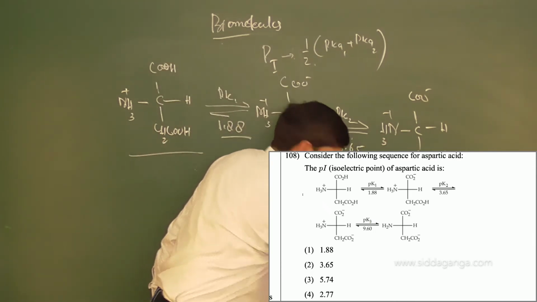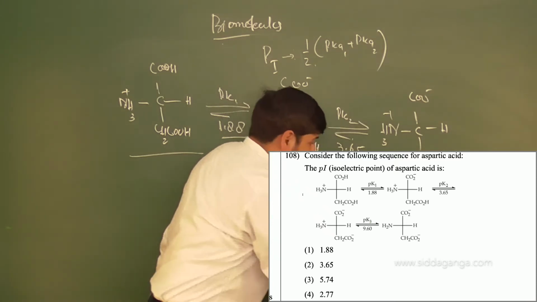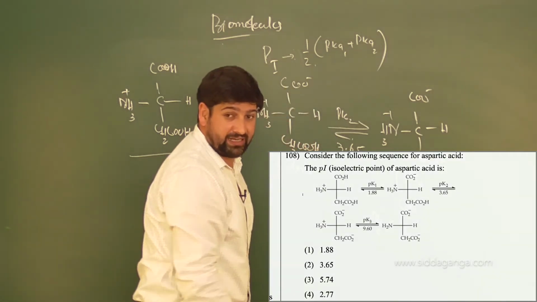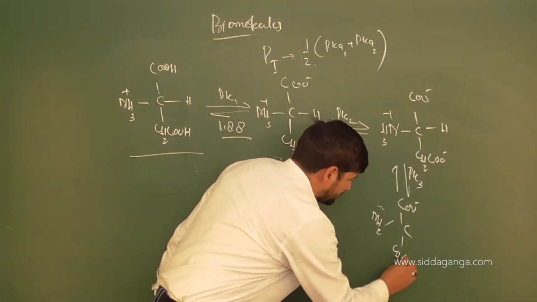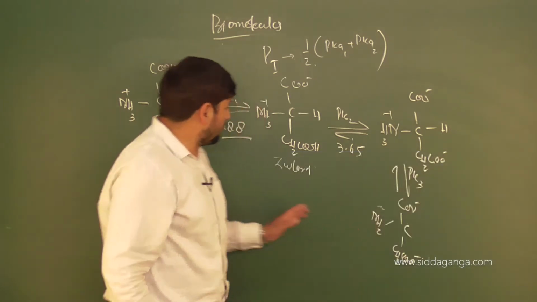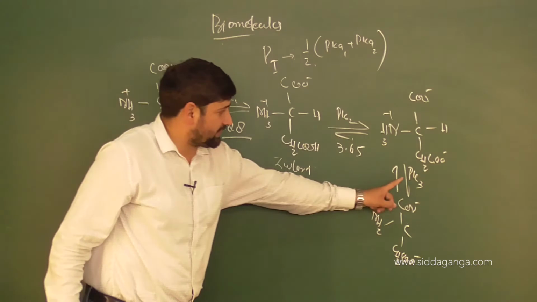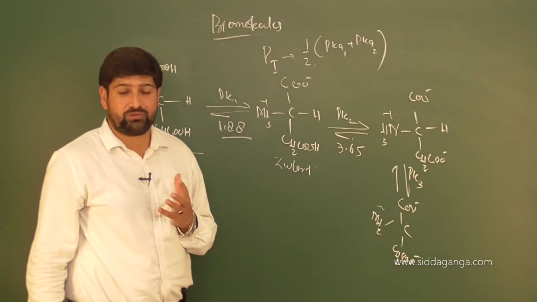In pK3 you have got what? COO minus, C. Then you have NH2 here. Not plus charge, NH2 here. And then you got CH2 COO minus. Now this is important to see here. If you look at all the species here, children, you can have a look at pK1, pK2, pK3. So you have 3 pK values.